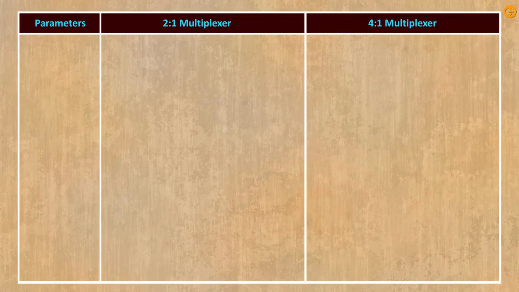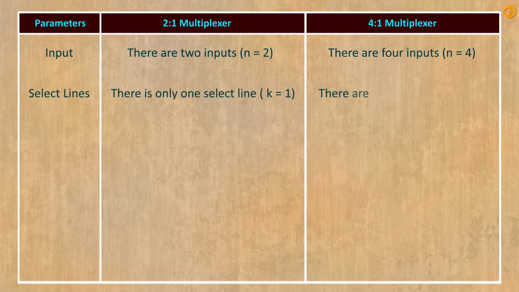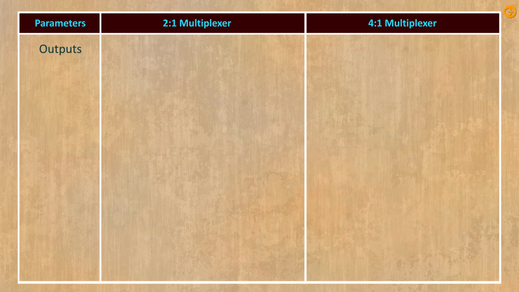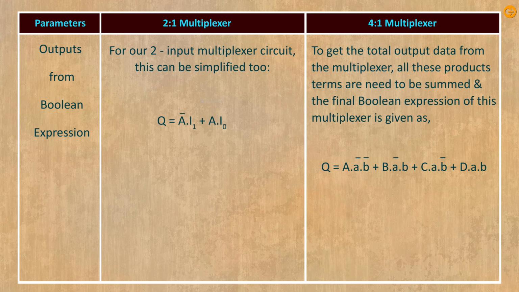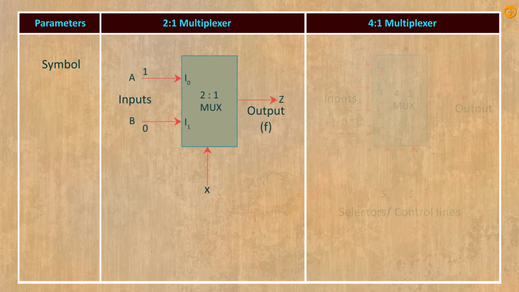We have compared the 2:1 multiplexer with the 4:1 multiplexer with several parameters like inputs, select lines, circuit design and truth table, and output from Boolean expression. And also its symbolic representation. These are as follows.